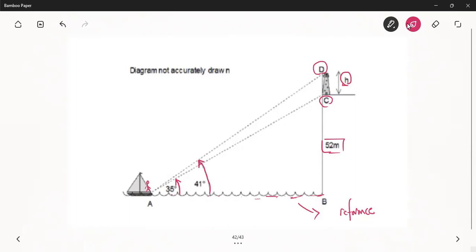Just having two angles of elevation and just a small distance, how can I find the height of the lighthouse? It's a very serious problem we're going to solve. Just visualize it and come up with a strategy.